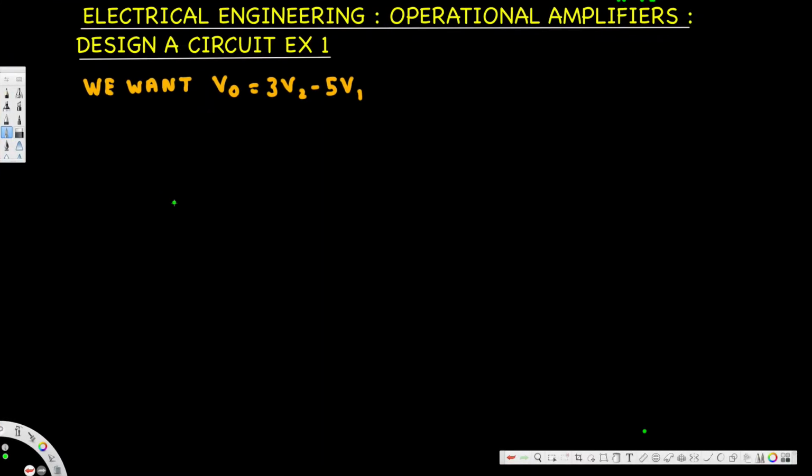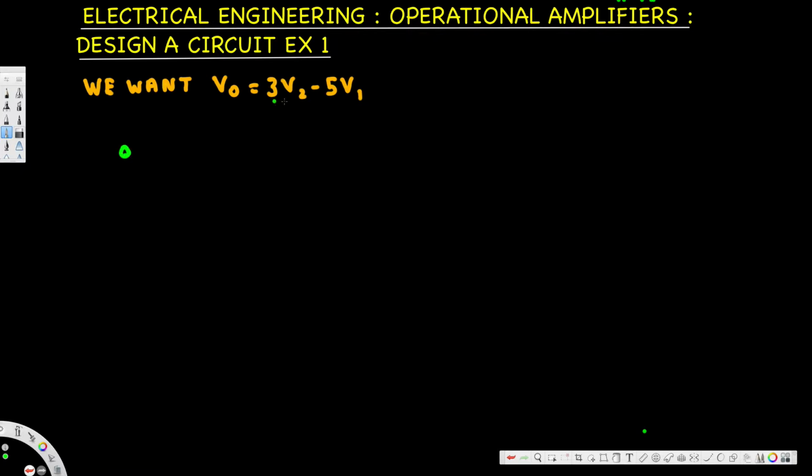In this video we are going to see how to create an op amplifier circuit that can give an output voltage equal to 3V2 minus 5V1. Okay, so first we want 3V2. In order to bring this one, I'm going to create a circuit where the input voltage is connected to the inverting terminal. Now let's go ahead and do that.